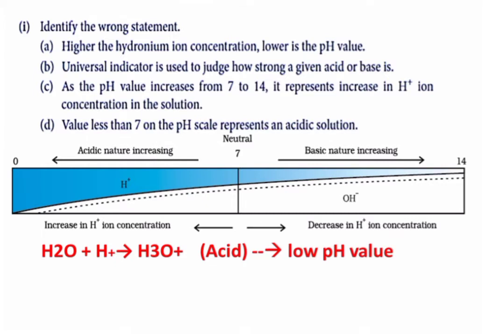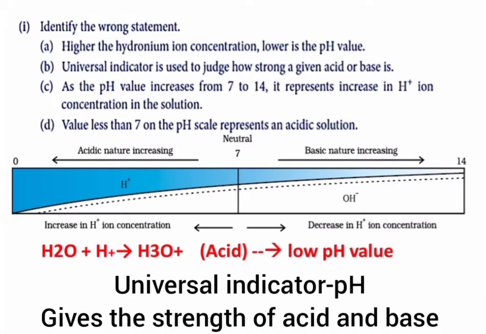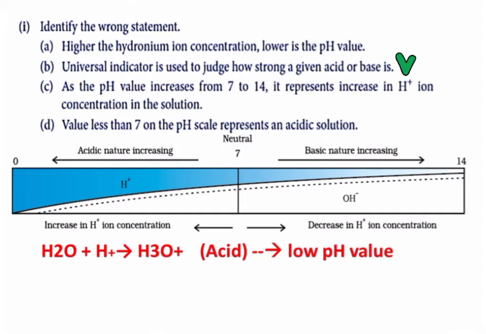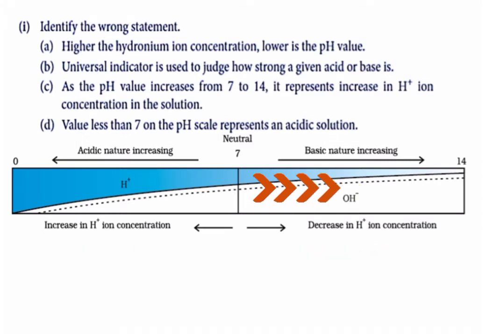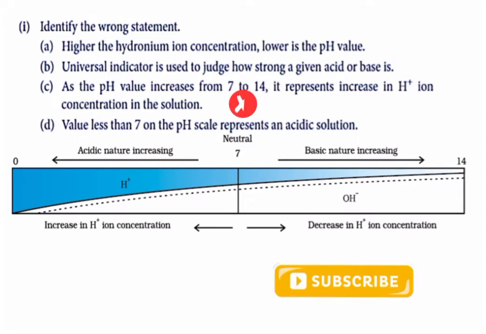Second option, universal indicator is used to judge how strong a given acid or base is. We already have learnt that universal indicator, unlike other indicators, also gives us the strength of the acid and base. So the second option is also true. Third option, as the pH value increases from 7 to 14, it represents an increase in H+ ion concentration. If you check the figure given below the option, we can clearly understand that when the value of pH is increasing from 7 to 14, the hydrogen ion concentration is actually decreasing. This means option C is wrong. So your answer is option C.